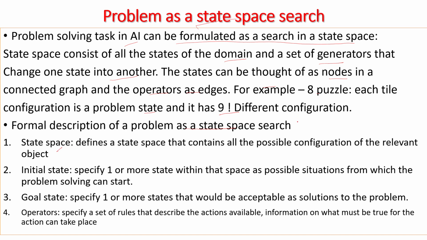It defines all the possible configurations of the relevant object. Then initial state means the start state, from where the problem solving can begin. Then goal state means the final state or solution to the problem. And operators are the set of rules that describe the actions available, or information on what must be true for the action to take place.